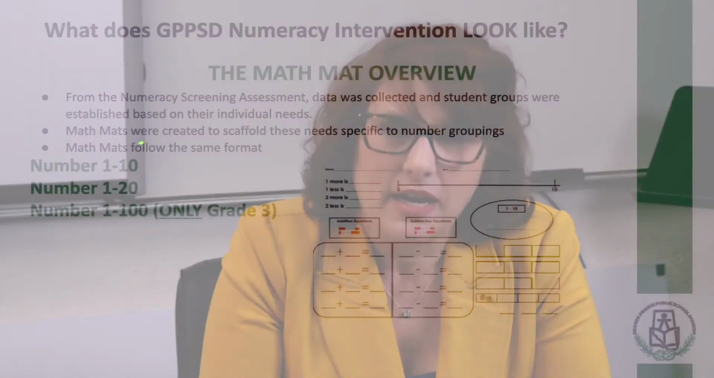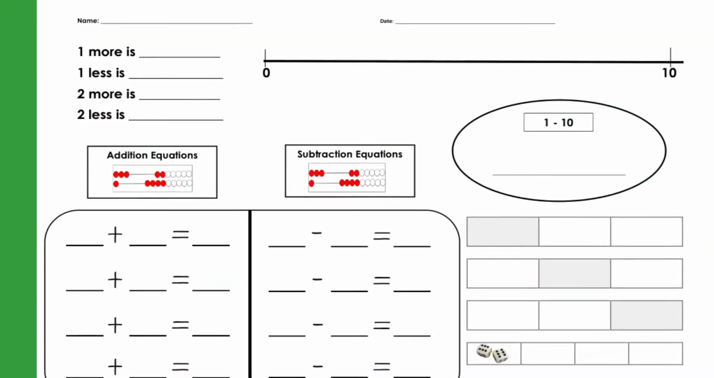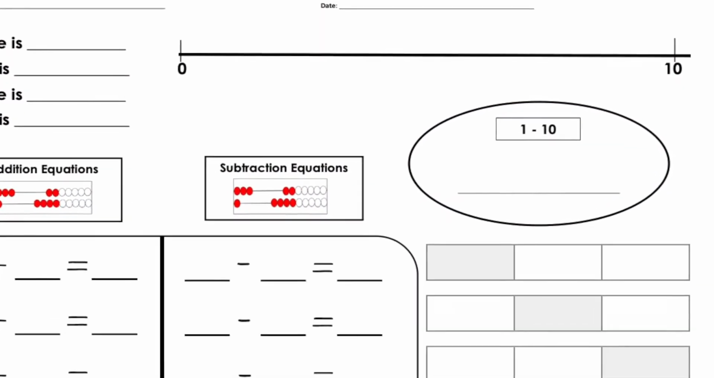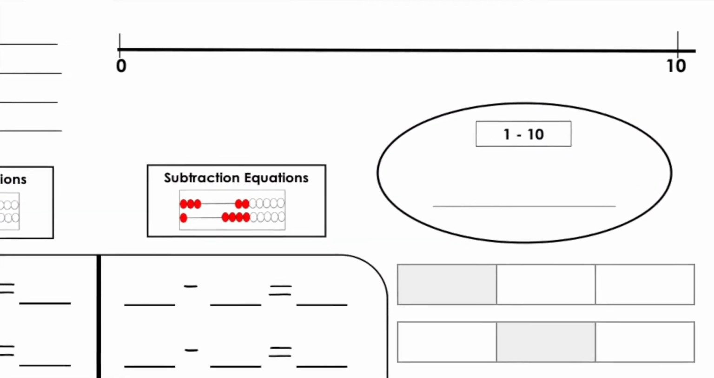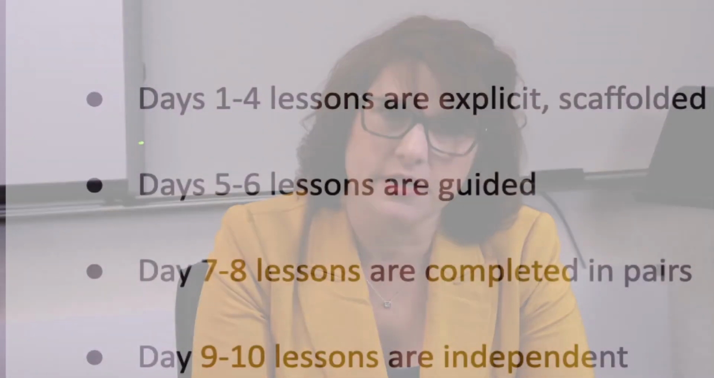The idea behind this math mat is that the students are seeing the same format, so that they are getting repetition and practice, even though the number on the math mat may change. So on day 5 and 6, the math mat is done in its entirety. So a student would still get instruction, but the instruction would come with all subtests at one time.